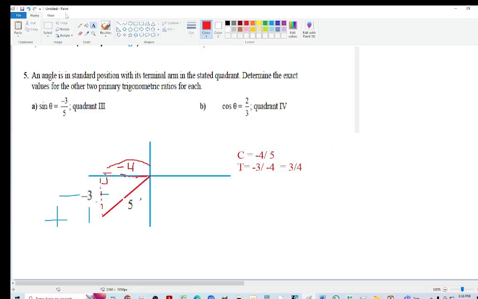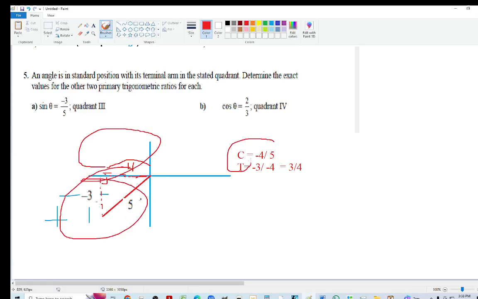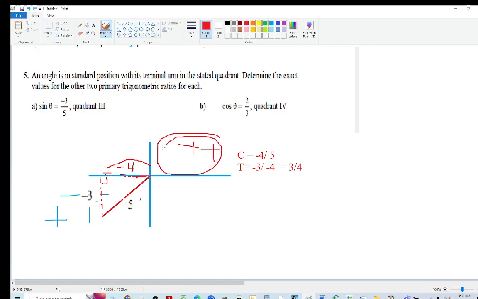All the rules for CAST derive from the xy values in these quadrants. XY values here are plus. That's why all trig values in this quadrant are positive. X values here are negative and y positive. That's why only sine is positive here. Sine is dictated by the opposite, which is always the y. And all other values are negative. Both x, y are negative here in this quadrant.